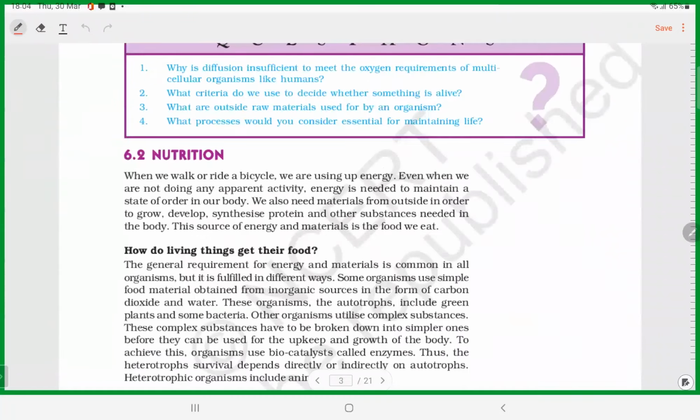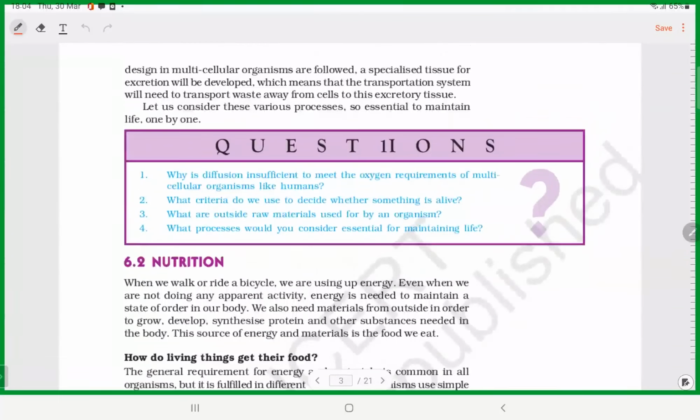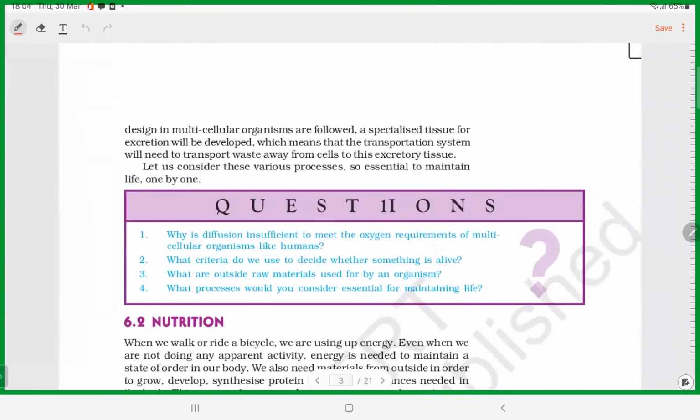Any question till this? Anything you want to ask? Now coming to this part, in this area, your in-text questions. Why is diffusion insufficient to meet the oxygen requirement in multicellular organisms like humans? Can you understand this question?